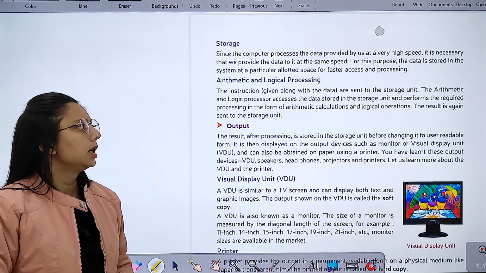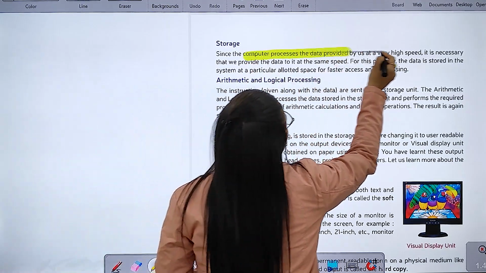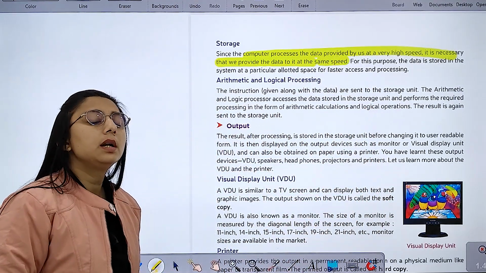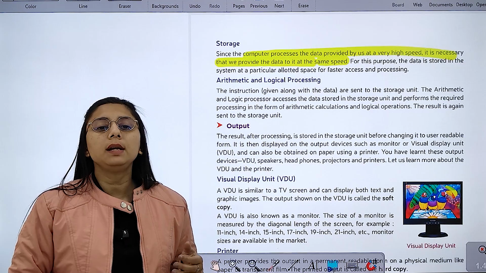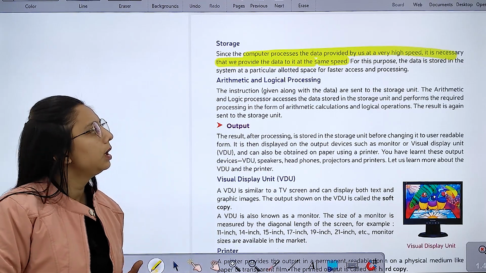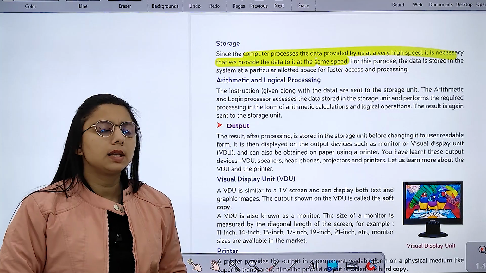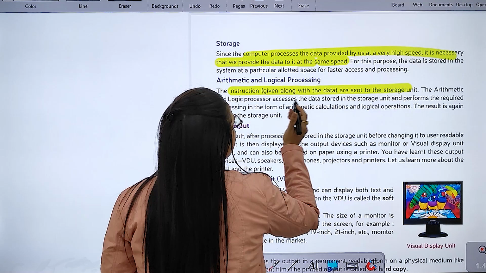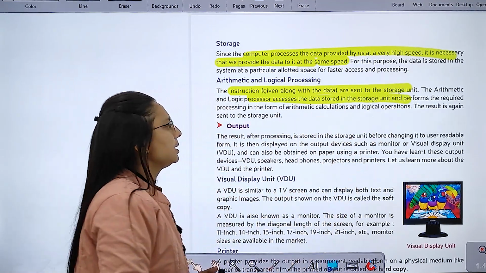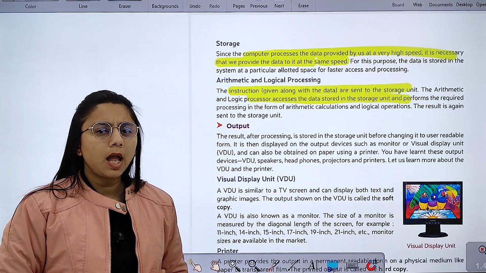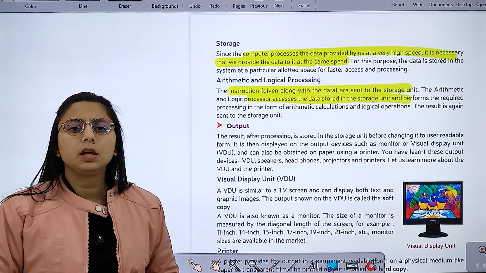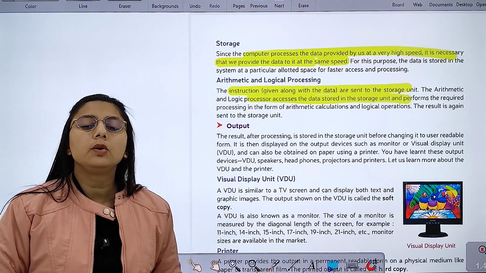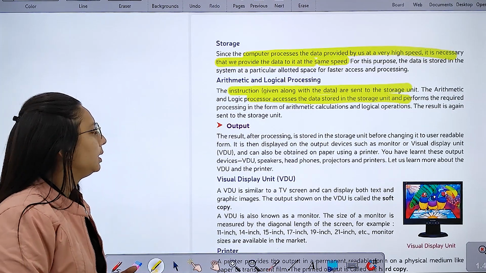So what is storage? The computer processes the data provided by us at very high speed, and it is necessary that we provide data at the same speed. You have to keep in mind that at that speed only you have to provide data to the computer. Now we have arithmetic and logical processing. Instruction given along with the data is sent to the storage. We can access the data which is stored in the storage unit, and we can perform the required processing in the form of arithmetic calculation, and the result is again sent to the storage device. Where do we send the result? To the storage device.